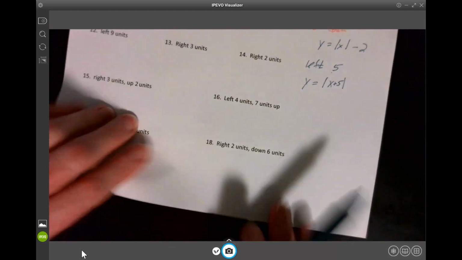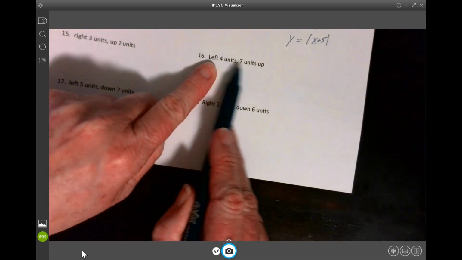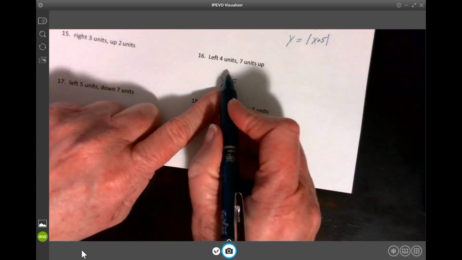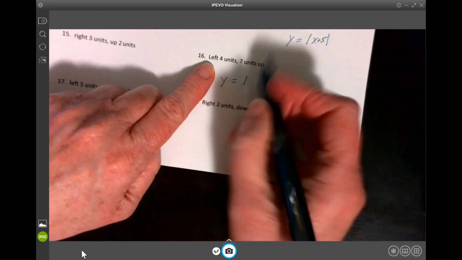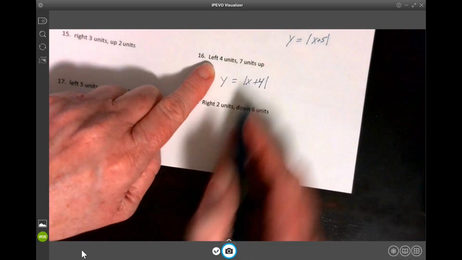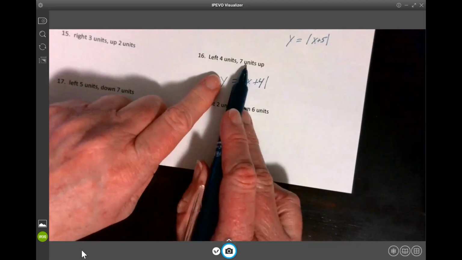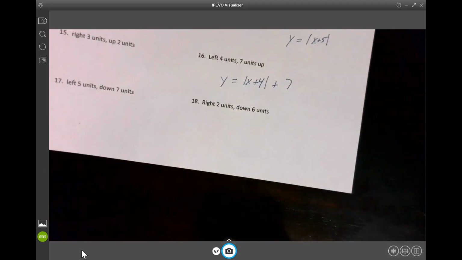Now, these are going to do more than one thing. I'm just going to take this one right here. Left 4 and 7 up. So left is going to affect what's on the inside. And if it goes left, it's going to go the opposite. So that's going to be a plus 4, because it's the opposite. Left is negative, but I'm going to have to put a plus here. And then it goes up 7, so plus 7. Okay, that's what your equation would look like.